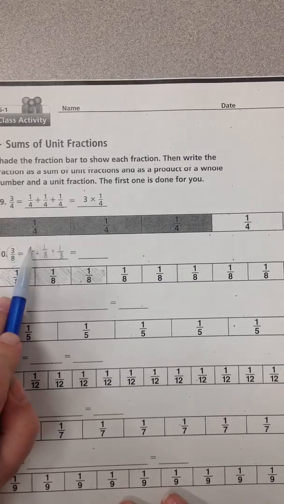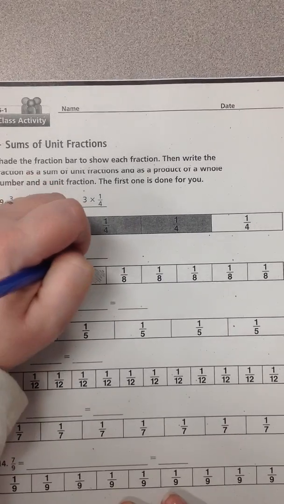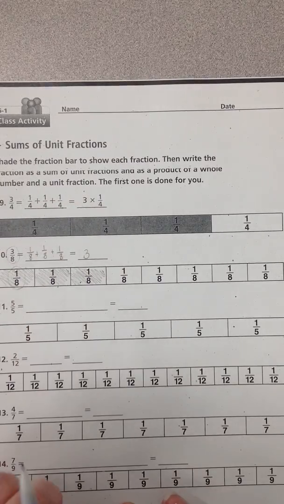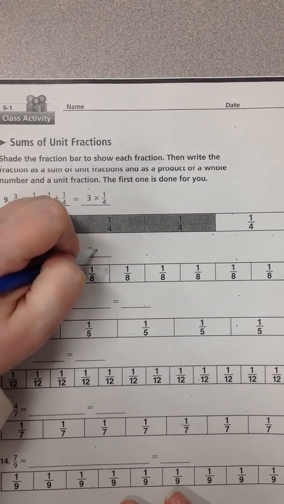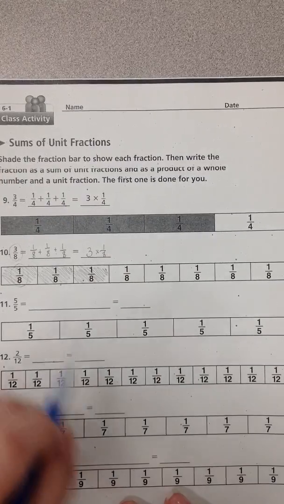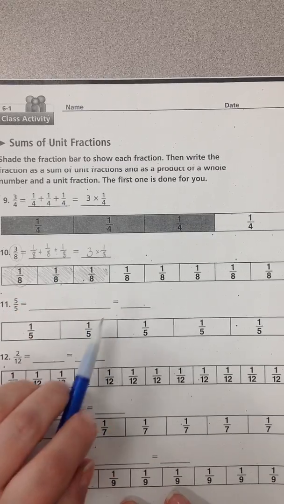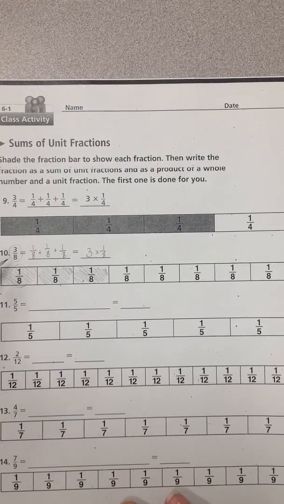But I need to count how many times did I do this? 1, 2, 3 times. And my unit fraction was 1/8. So we're going to multiply by 1/8. So 3 times 1/8 is actually the same thing as 1/8 plus 1/8 plus 1/8. And both of these equations equal 3/8.